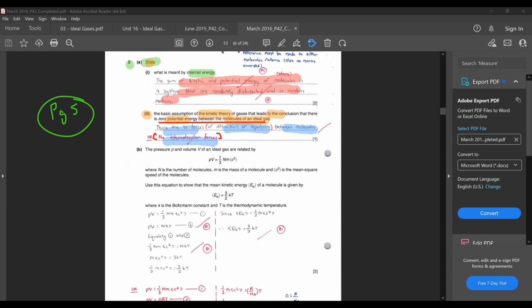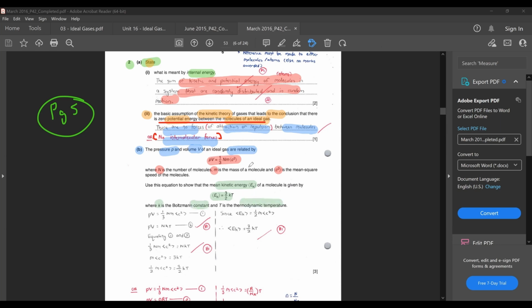Okay, now move on to part B. Now for part B, the pressure P and volume V of an ideal gas are related by this equation, where you have PV equals 1 over 3 Nm c square, where N is number of molecules, m is the mass of a molecule, and c square is the mean square speed. Use this equation to show that the mean kinetic energy of a molecule is given by this, where k is the Boltzmann constant and T is your thermodynamic temperature.